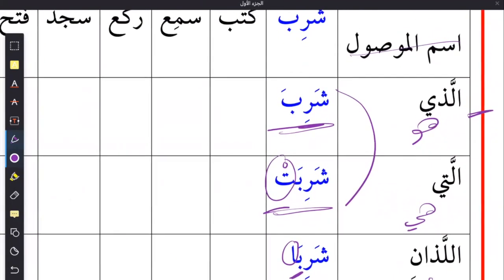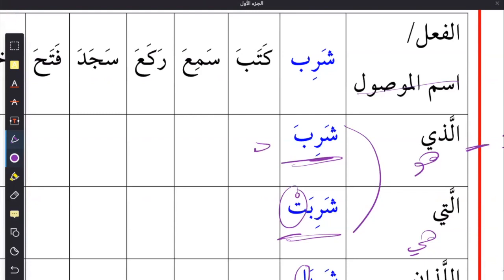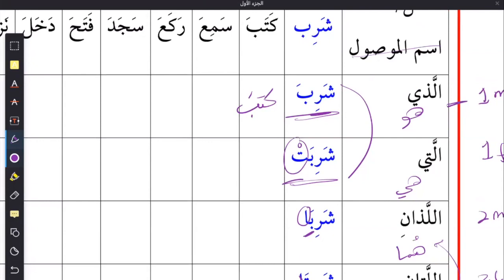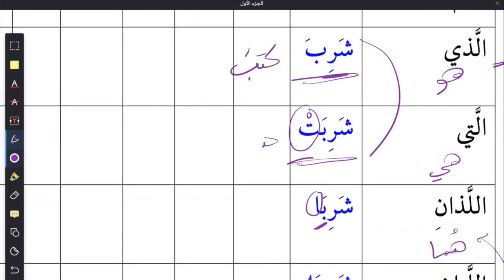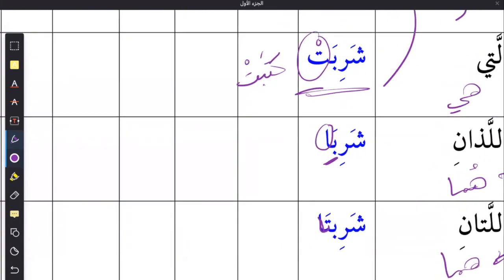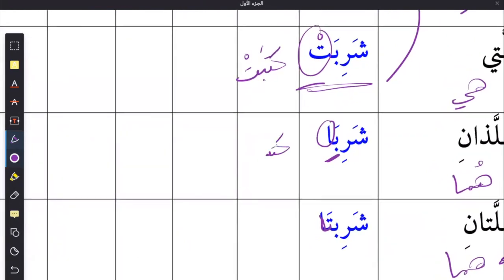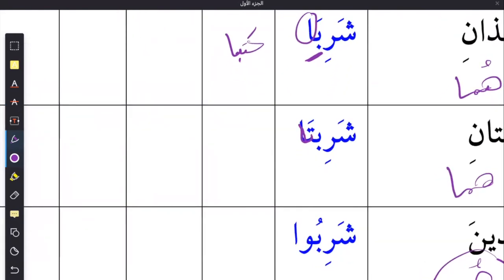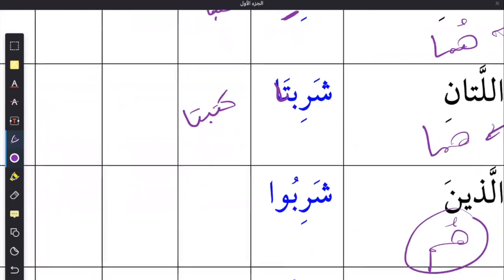Going through this one, I'll just do one more, kataba. So how do you say kataba? Huwa kataba. Now how do we say for she? She wrote. Katabat. Just like sharibat. Huma, they two wrote. So we say kataba, with the one alif. And huma for two feminine wrote, katabata. Katabata sounds funny, right?